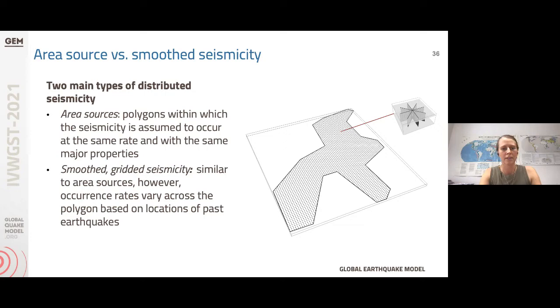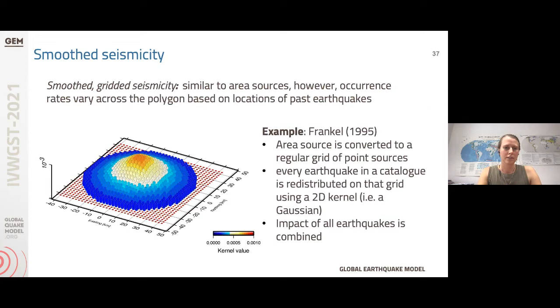So the method for doing this is to first convert the area source into a regular grid of point sources. Then for every earthquake observed in the catalog that occurs within the region of those point sources, a 2D kernel, usually a Gaussian, is used to redistribute those earthquakes. Then the impact of all the earthquakes is combined, and the result is a grid of weights that can be used to scale the moment up and down depending on where the earthquakes have occurred. So points that are closer to many past earthquakes are more likely to host ruptures than points far away.